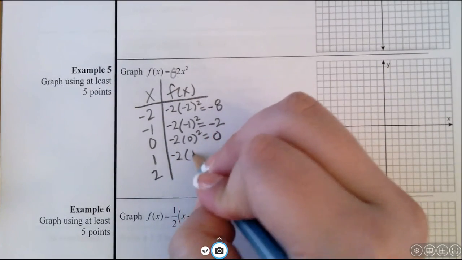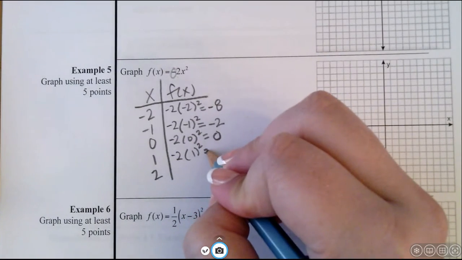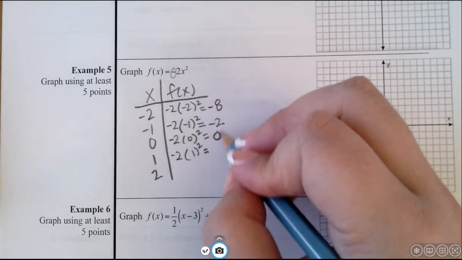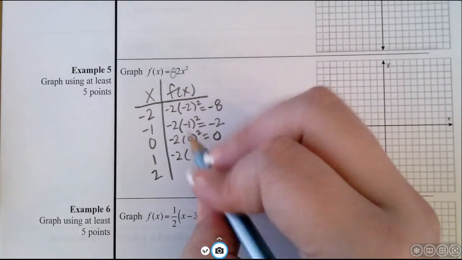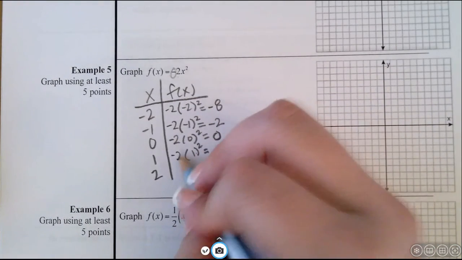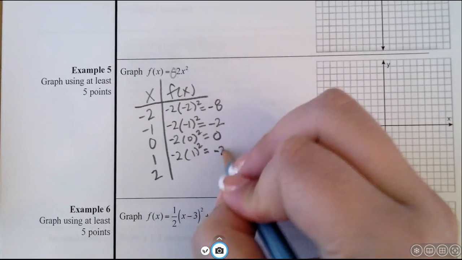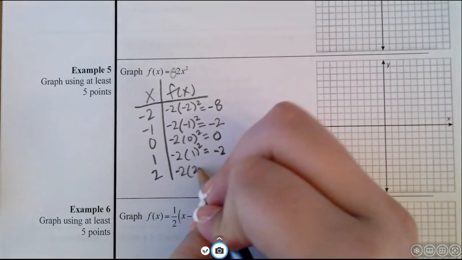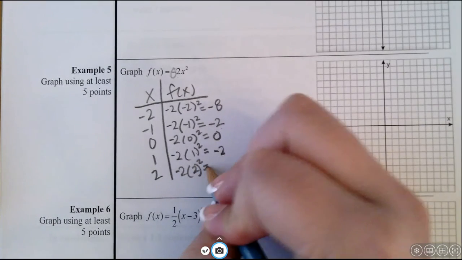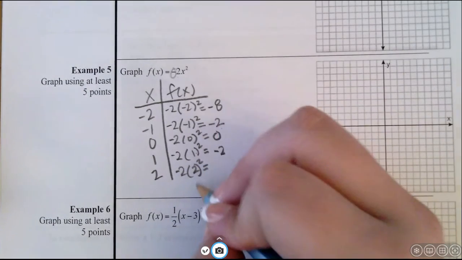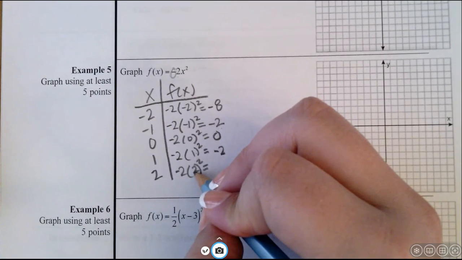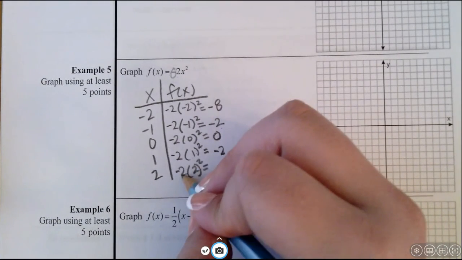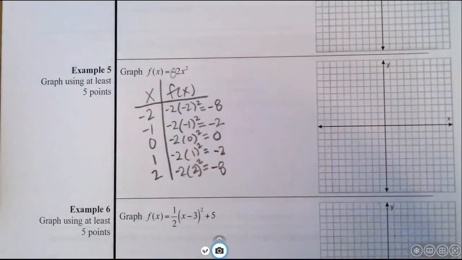-2 times 1 squared. If you've been paying attention, we should already know what value we expect because of the symmetry of these values. So 1 squared is 1 times -2 is -2, and they match. So that makes us happy. -2 times 2 squared, and we're already expecting our value to be -8, but we should do the computation just to check. 2 squared is 4 times -2 is -8.